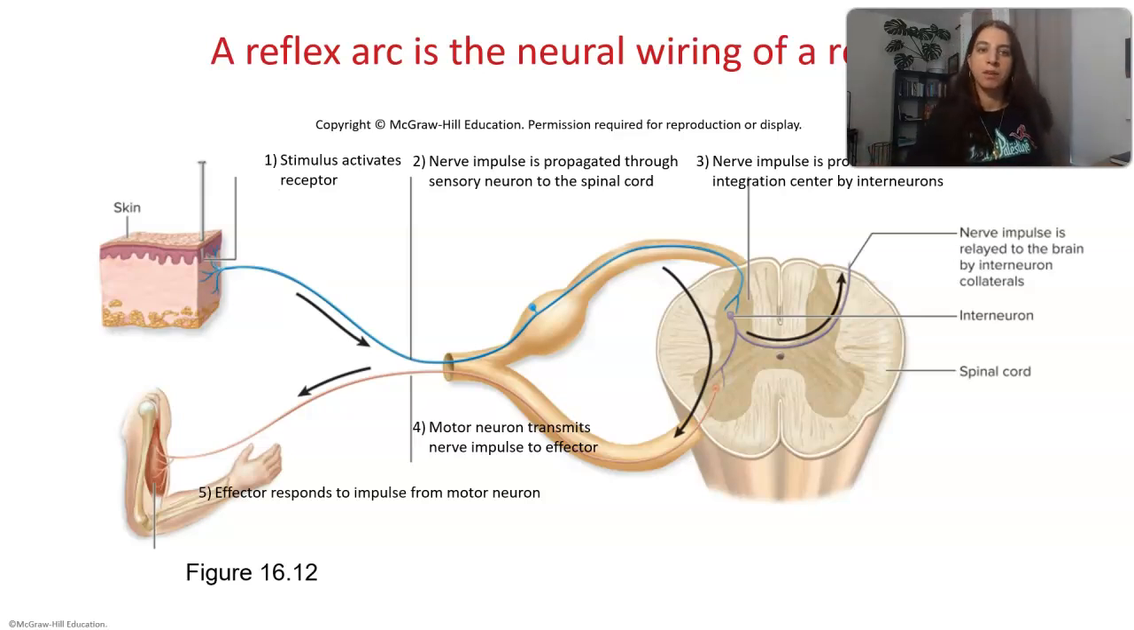Okay, what happens in a reflex arc, generally speaking, is that a stimulus activates a receptor. Here, the stimulus is a nail penetrating the skin. Hopefully by now you can realize that the receptor is probably going to be a pain receptor located deep in the skin, probably in the dermal layer. And that stimulus is going to activate the receptor, and the receptor is a sensory neuron. The nerve impulse or action potential is propagated through the sensory neuron to the spinal cord.